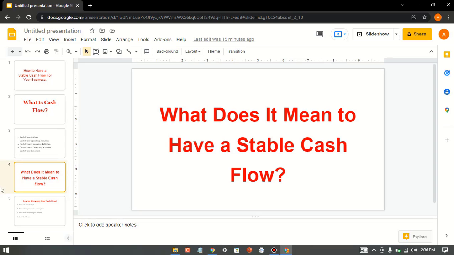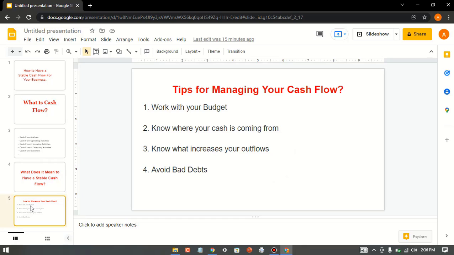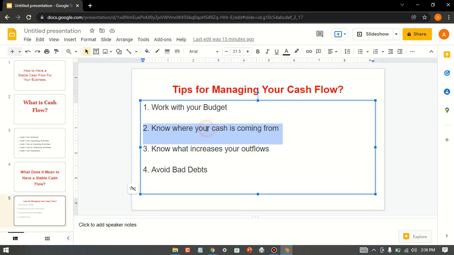So now the next part here is tips for managing your cash flow. That's how you can manage your cash flow to make more profit in your business. Now the first one here is to work with your budget. We all know our budget, so you just need to make some alignments and make sure you put it in order. Then the number two here is know where your cash is coming from. Exactly, that's why we talked about the cash flow statements. That will help you know where your cash is coming from.